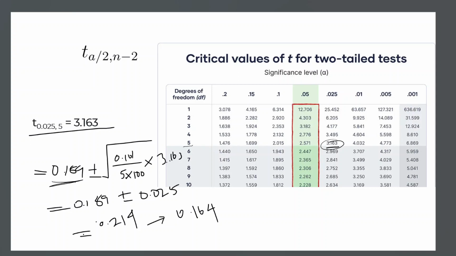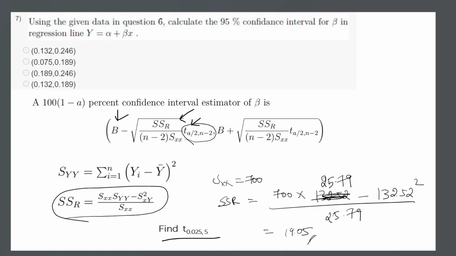With this, when we substitute the value, totally we get 0.189 plus or minus 0.025. So it ranges from 0.214 to 0.164. Actually, it is not there in the options. I think there should be some mistake from my side or their side. I'll clarify that in the next session. But this is the way we have to solve the problem.